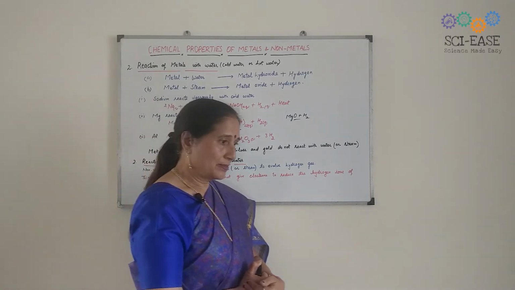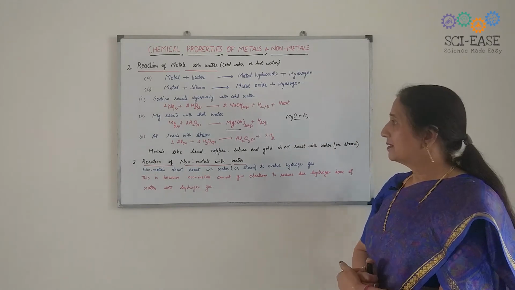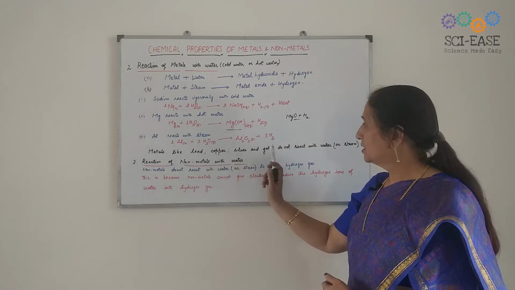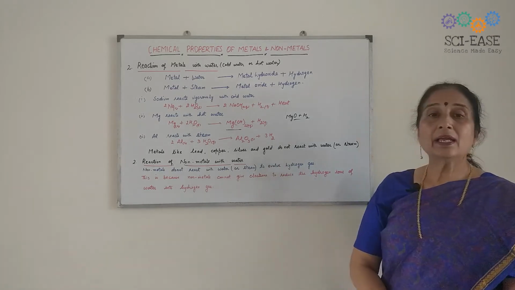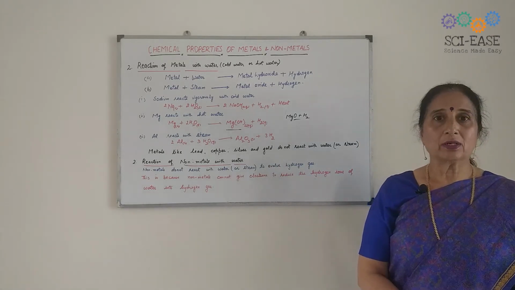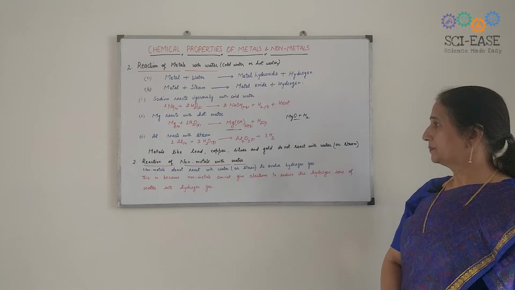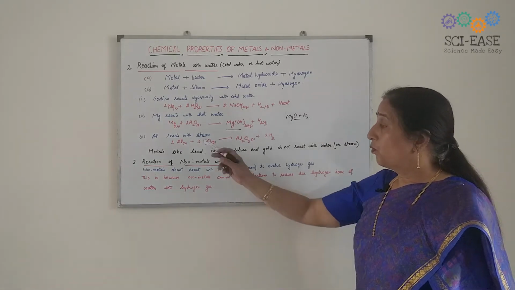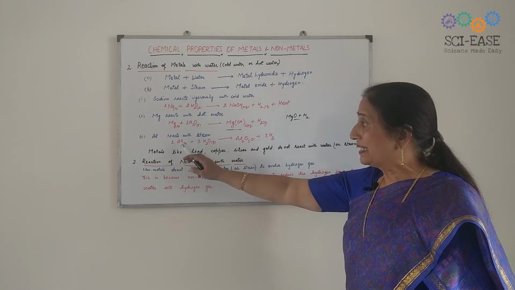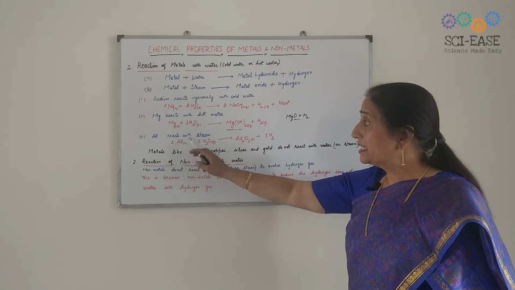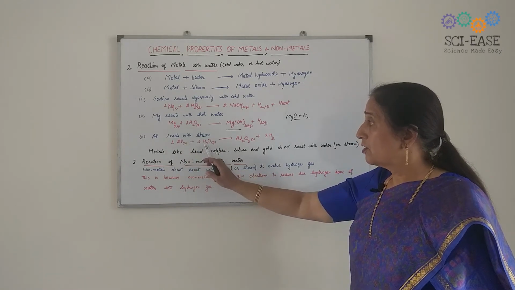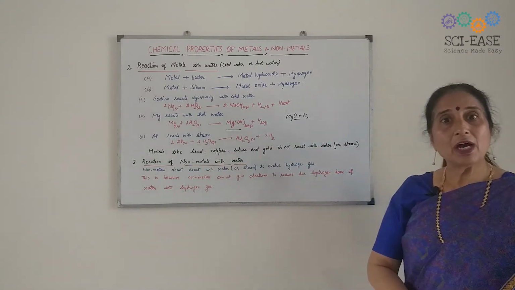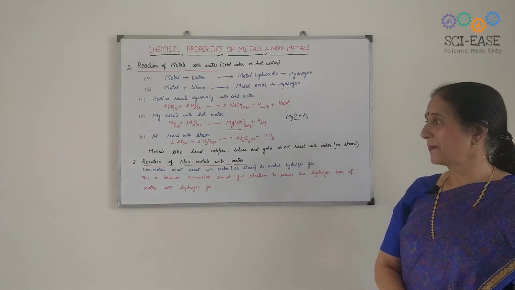Some metals like lead, copper, silver and gold do not react with water or steam. So, what do metals do? Metals displace hydrogen from water and result in the formation of hydrogen gas.